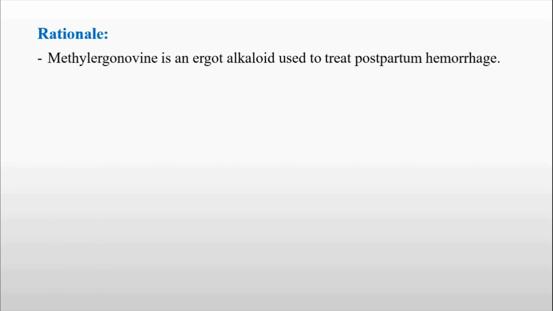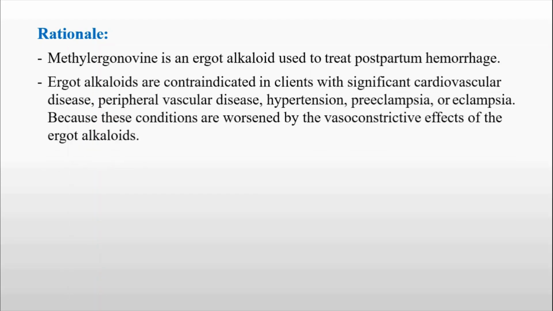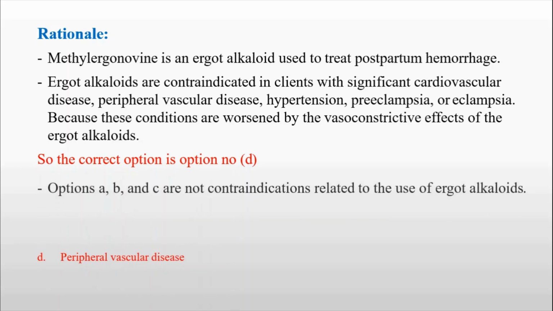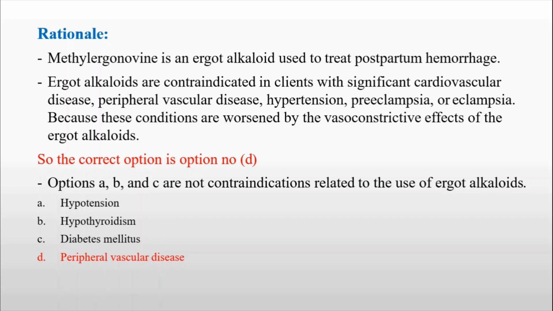Methylergonovine is an ergot alkaloid used to treat postpartum hemorrhage. Ergot alkaloids are contraindicated in clients with significant cardiovascular disease, peripheral vascular disease, hypertension, preeclampsia, or eclampsia, because these conditions are worsened by the vasoconstrictive effects of the ergot alkaloids. So the correct option is option number D, peripheral vascular disease. Options A, B, and C are not contraindicated related to the use of ergot alkaloids.